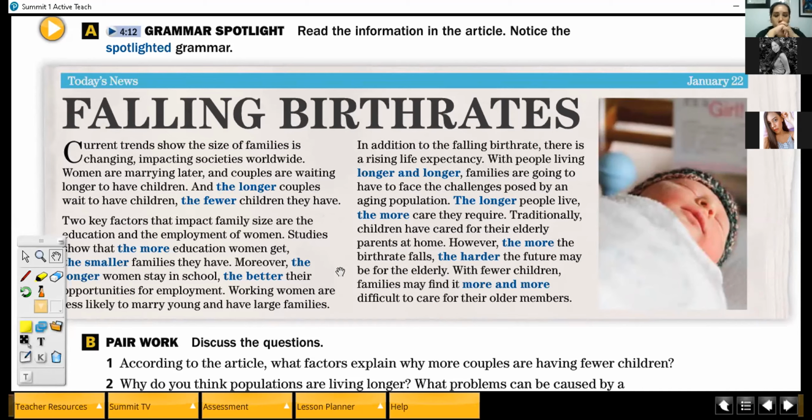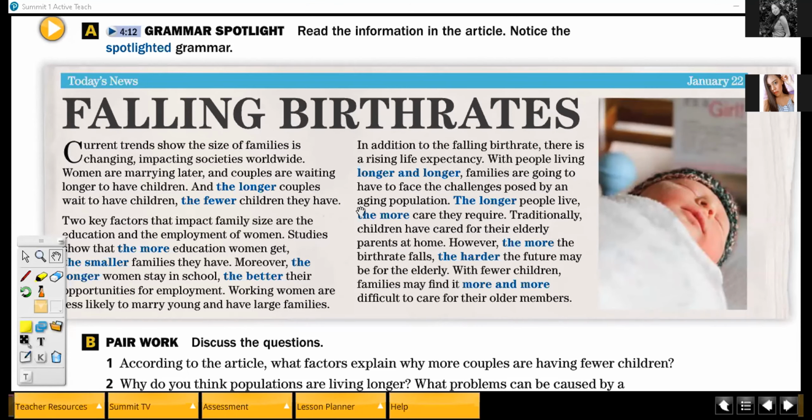What is falling? When you go to the floor, it's falling down, no? That's right. So falling means down. And birth rates? Birth is the start to live. Yes. So birth, and down. And rate, what is that? Any idea?